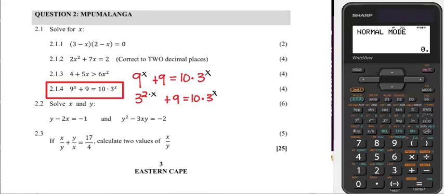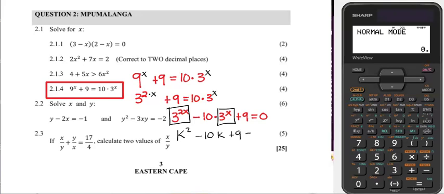This is a quadratic formula. So you're having 3 to the 2x. I bring this one over, which is going to be negative 10 times 3 to the x, and then I've got plus 9 equals 0. And you guys, you love to use the K method here and here. That's where you're going to have k squared minus 10k, and then plus 9 equals 0.